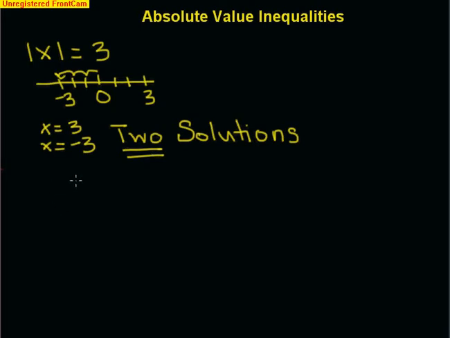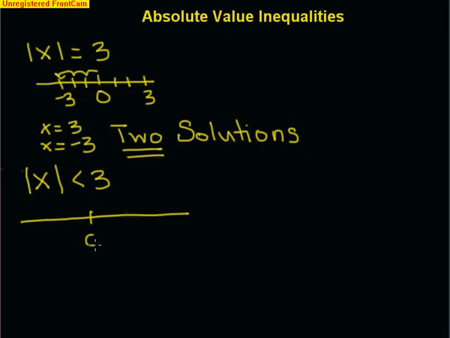Now, if we're going to take a look at the inequality absolute value of x, let's suppose we're going to start with this, is less than 3. We'll start with something fairly simple. So where would we find the absolute value of x is less than 3? Again, I like to look at it visually. So let's take a look at a number line.